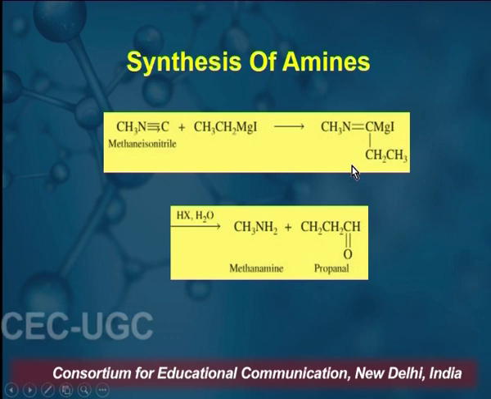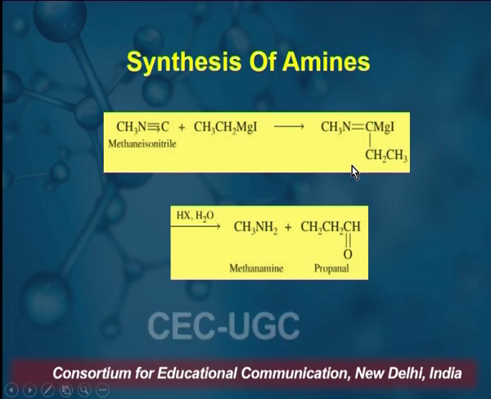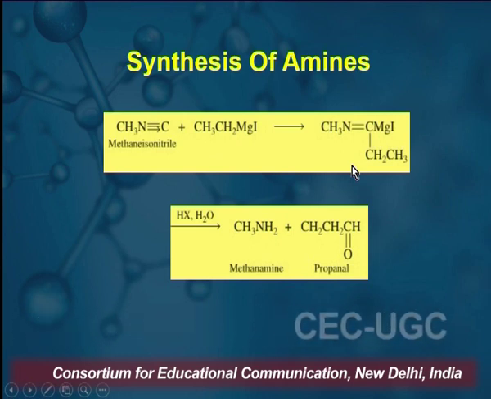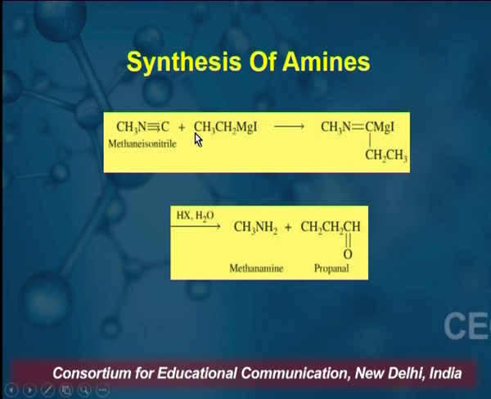In this case, CH3N will result in the formation of amine because of the hydrolysis of this part, and the other two carbon atom system, where one carbon is added from the methane isonitrile to the Grignard reagent, on hydrolysis will result in the formation of the corresponding aldehyde. In this case, this is the propanal.